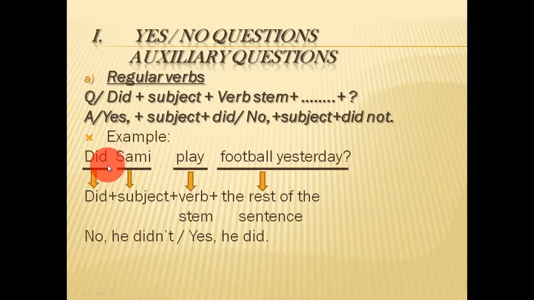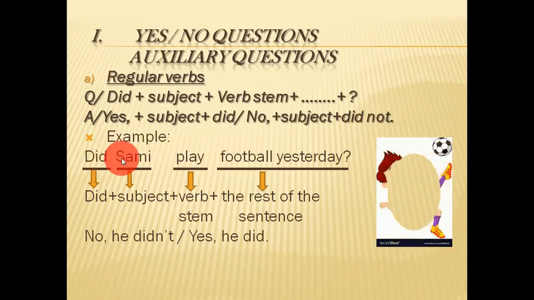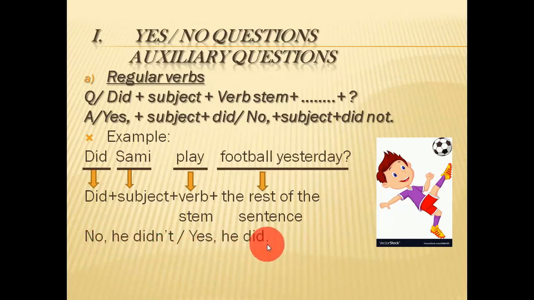Example: Did Sammy play football yesterday? So this is did plus the subject Sammy plus verb stem plus the rest of the sentence. So the answer would be, if it is no, no he didn't, or yes he did. Didn't means did not.